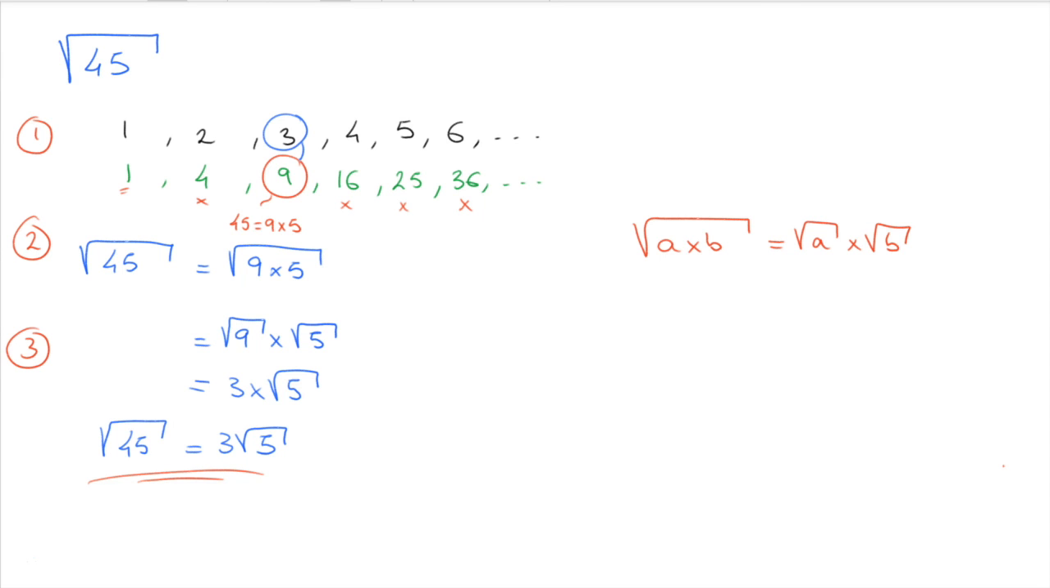Let's look at one last example. Let's simplify the square root of 72. And again, we follow our 3 steps. Step 1, we write a short list of square numbers. And we do that using the whole numbers, which were 1, 2, 3, 4, 5, 6, 7, and so on. And directly below that, we write the corresponding list of square numbers.